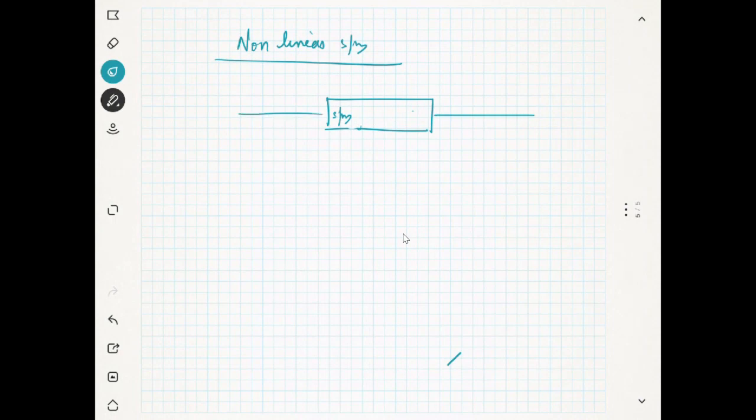You are giving an input, for example, x of t, then you are getting an output y of t. y of t is defined like x square of t. That means it is squaring the input. Now you give x1 of t, then what will be the output? y1 of t. How much? x1 square of t.